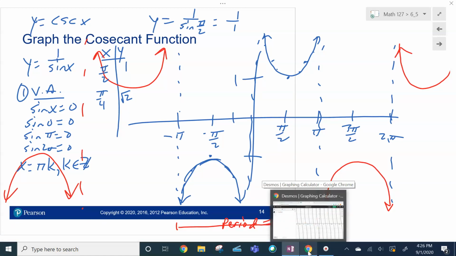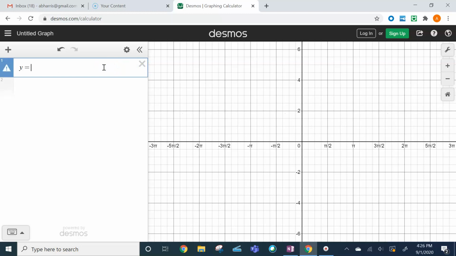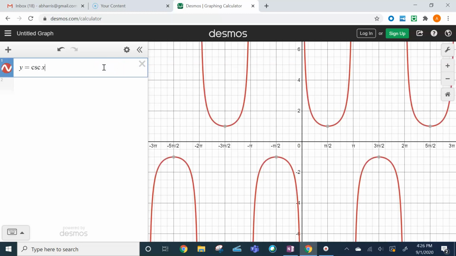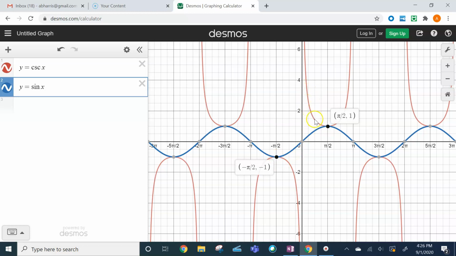And it's all real numbers except for pi k, where k is an integer on that. Okay. So y equals cosecant of x. There's our cosecant. And let me show you with the sine in there. See the sine? See how they connect? See how they intersect right there? So the minimum, at least between 0 and pi on this, is the maximum of the sine. See how they meet?